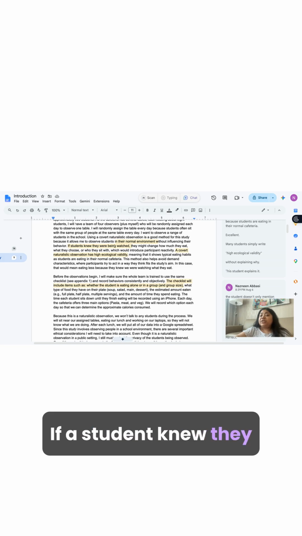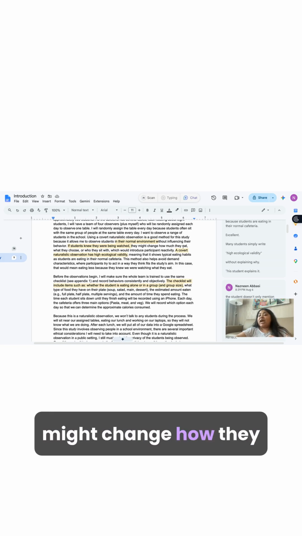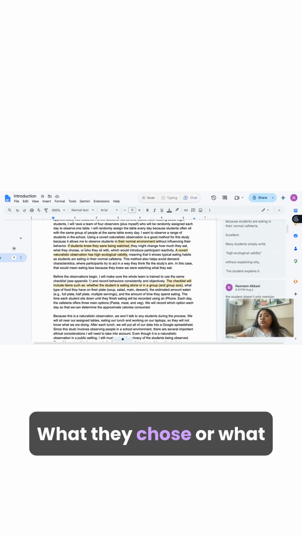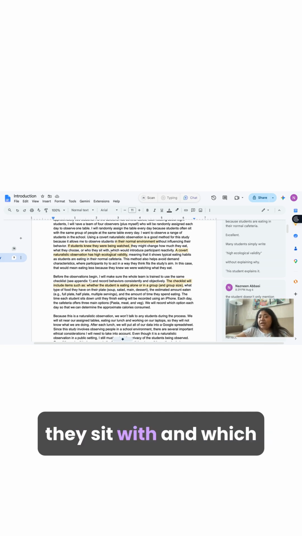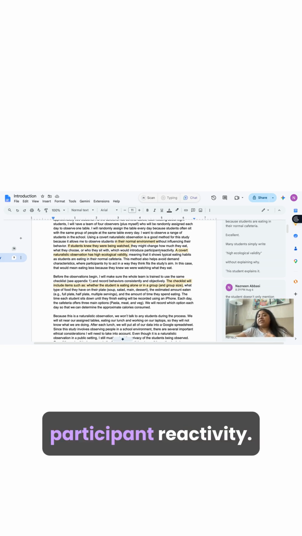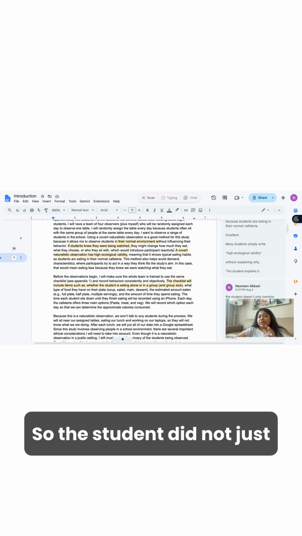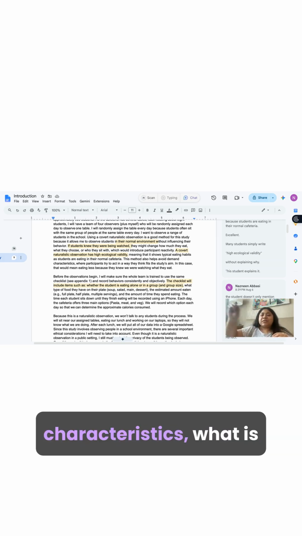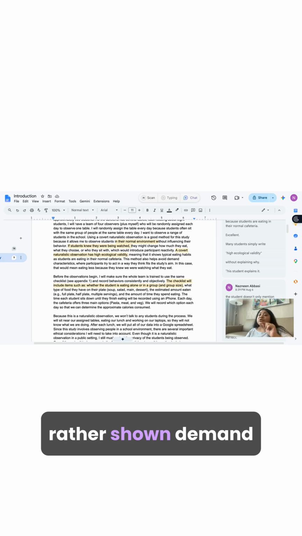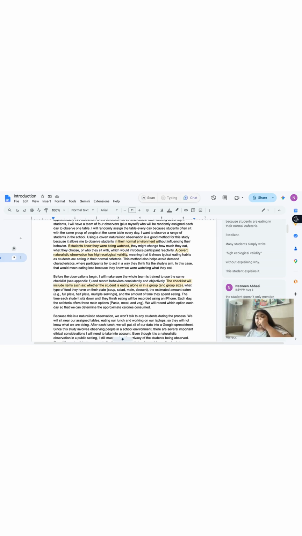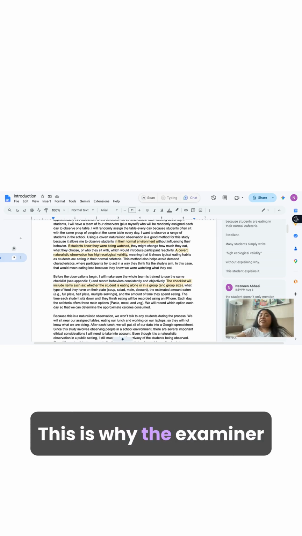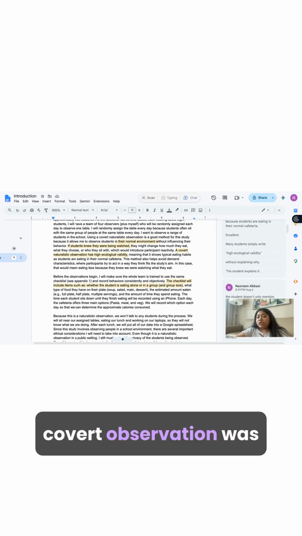If a student knew they were being watched, they might change how they eat, what they choose, or who they sit with, which would introduce participant reactivity. So the student did not just say what demand characteristics are, but rather showed demand characteristics and how they were controlled. This is why the examiner awarded top band credit for the method. The student proved why covert observation was necessary for studying overeating behavior.